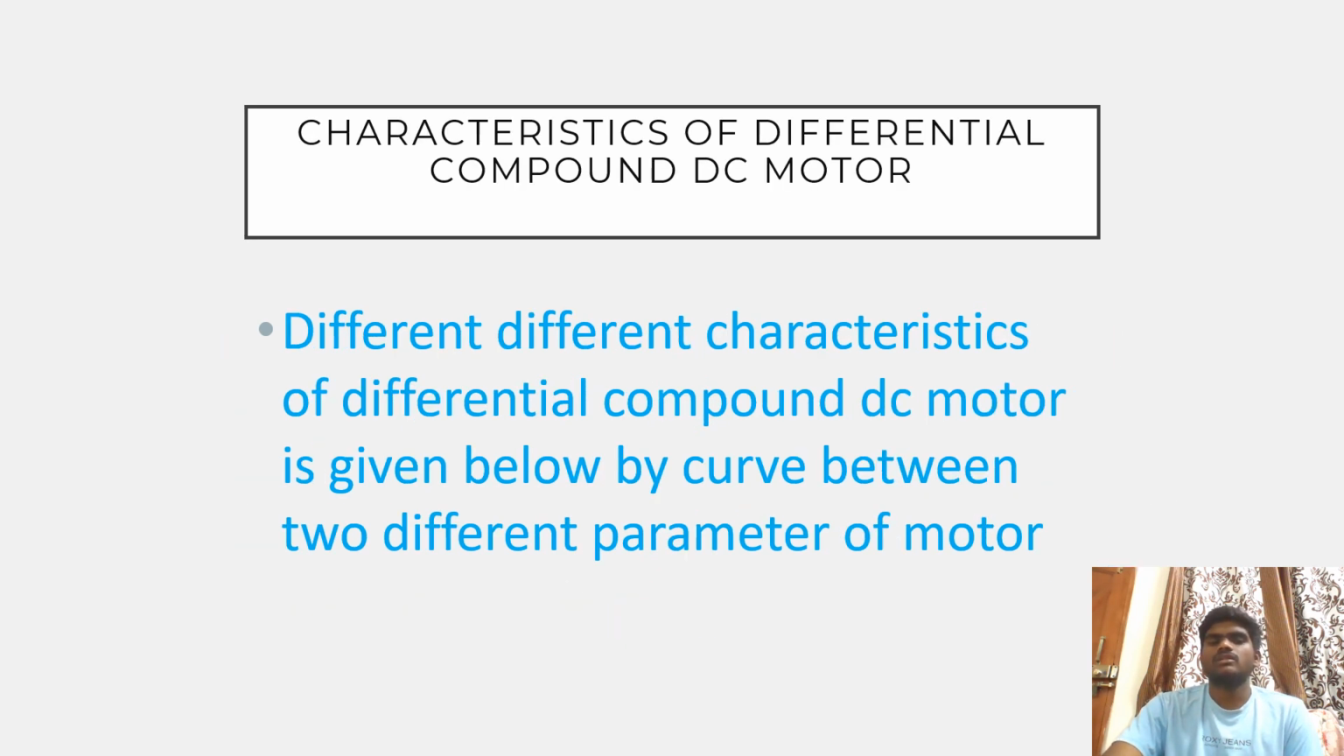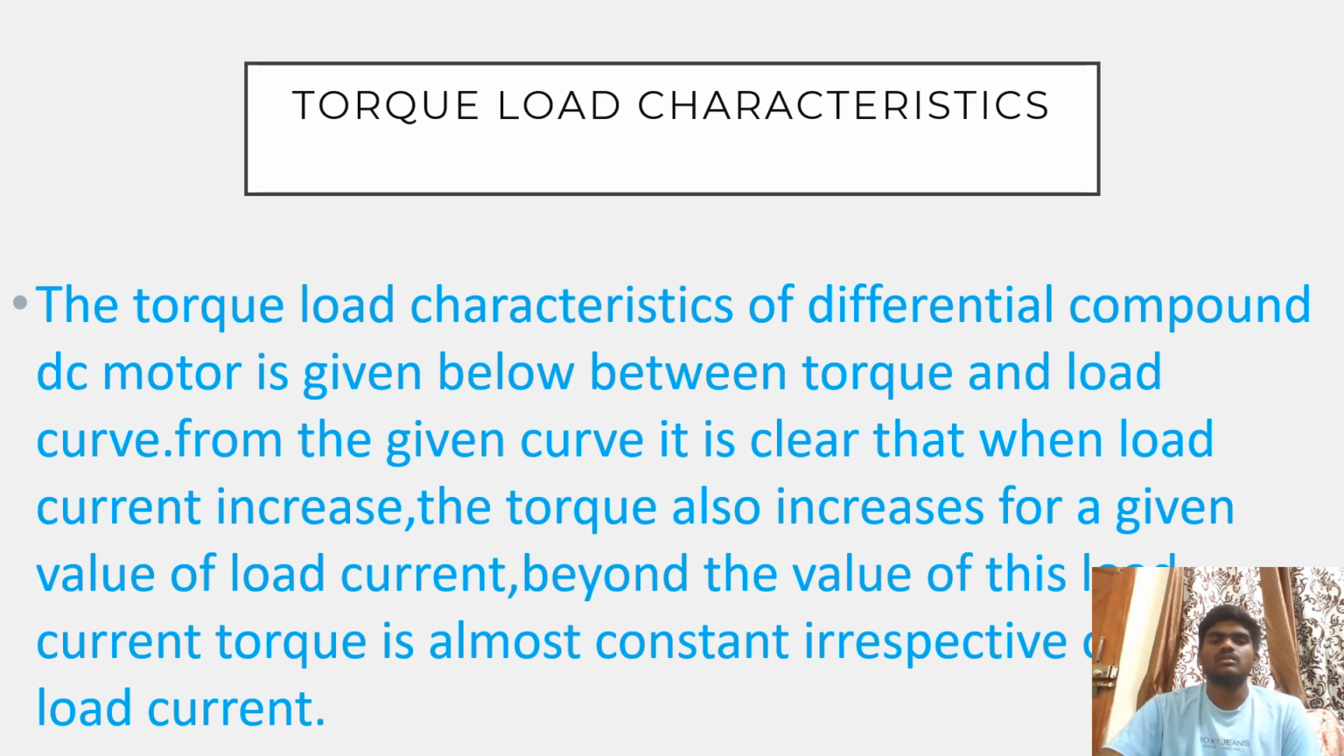And now the characteristics of a differential compound DC motor. The curves are drawn between two different parameters of the motor. The torque load characteristic is given below. From the curve, it is clear that when the load current increases, the torque also increases up to a given value of load current. Beyond that value of current, the torque is almost constant irrespective of the load current.